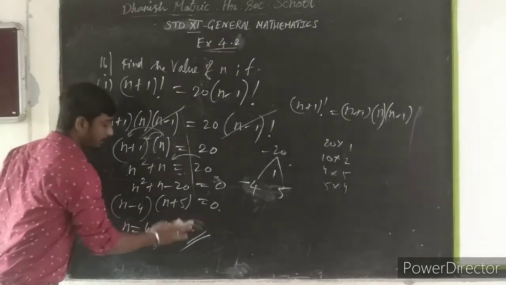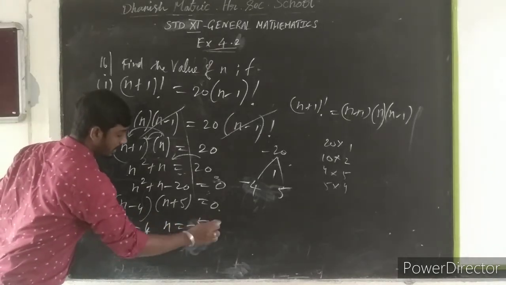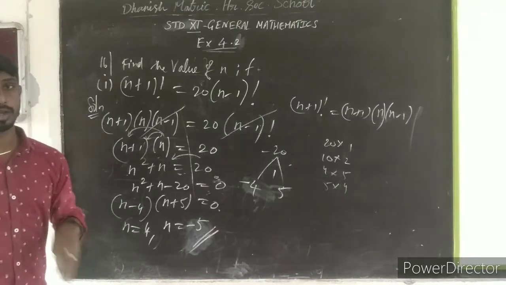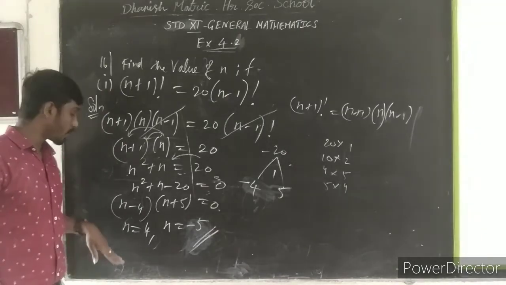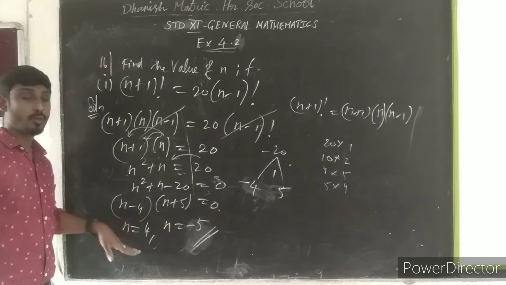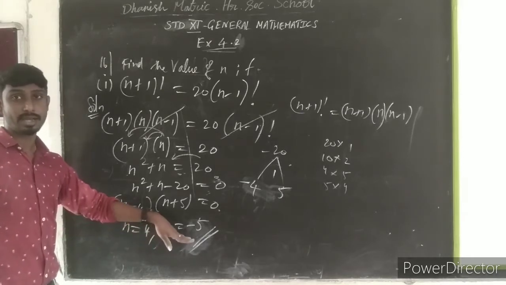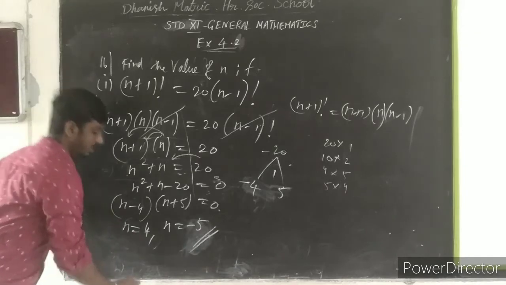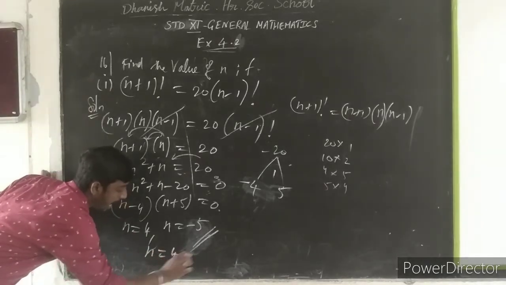This 5 will be minus 5. You are always taking only positive values. What is the positive? That is n is equal to 4 here. We are neglecting the minus value. So we are taking the positive value, that is n is equal to 4. So n is equal to 4 is the answer for this one.